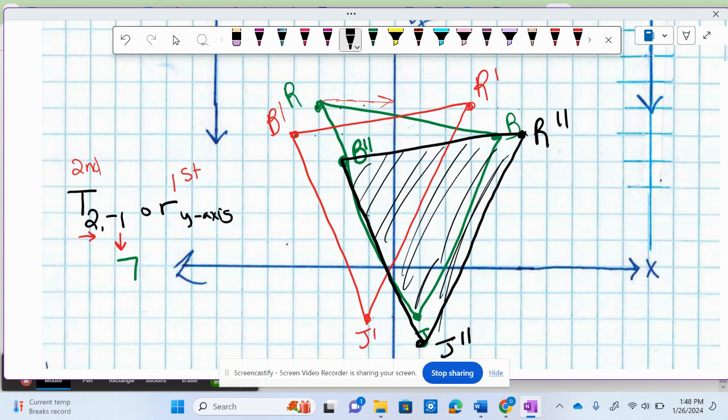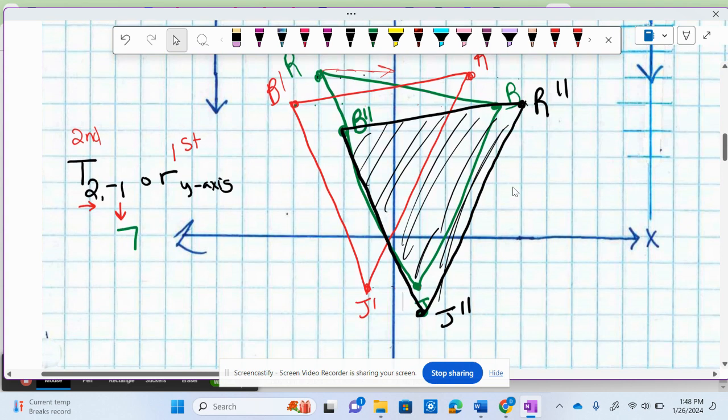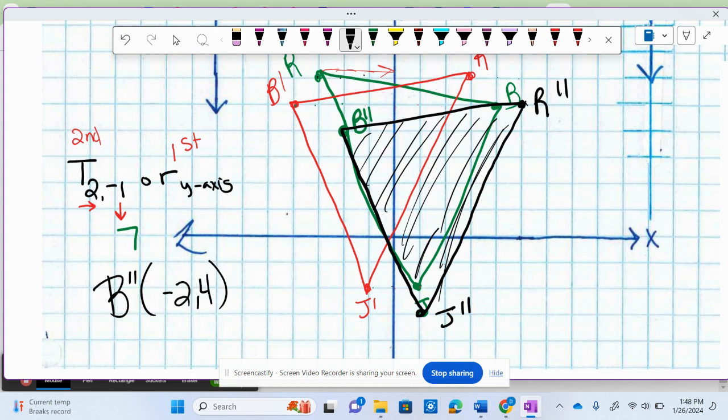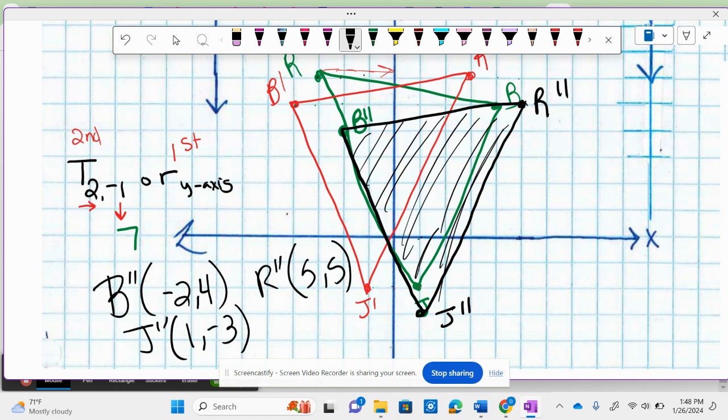Okay. The question is, what are the coordinates of the vertices? Well, let's see. B prime is -2, positive... Sorry, it's B double prime. My marker just is not working. So B double prime is the coordinate -2, +4. J double prime, someone else, tell me what J double prime is. 1, -3. And R double prime? 5, 5. So what's my answer choice? Answer choice C.